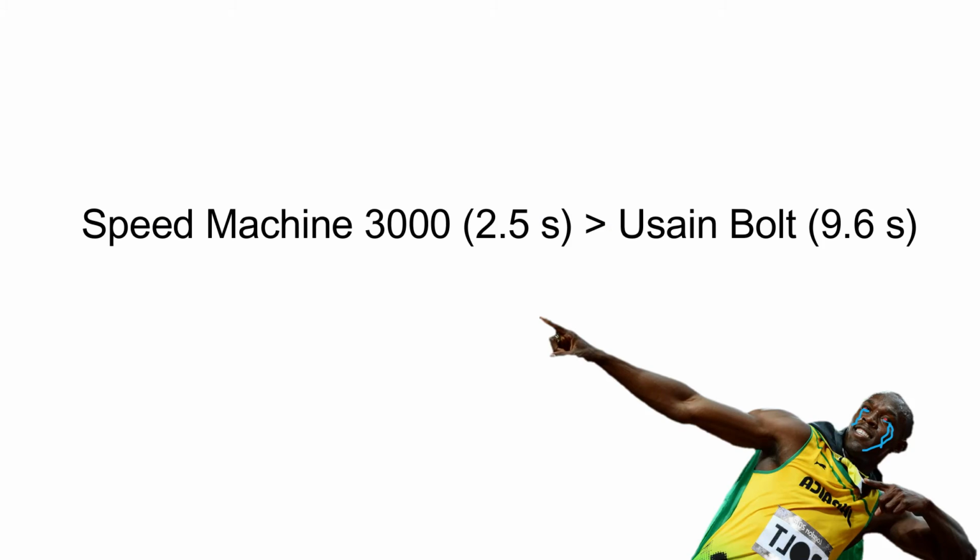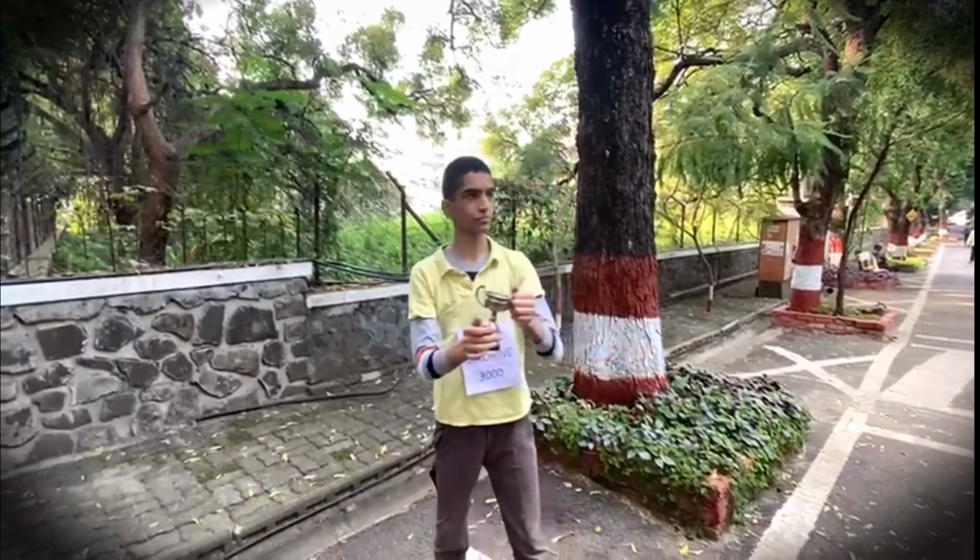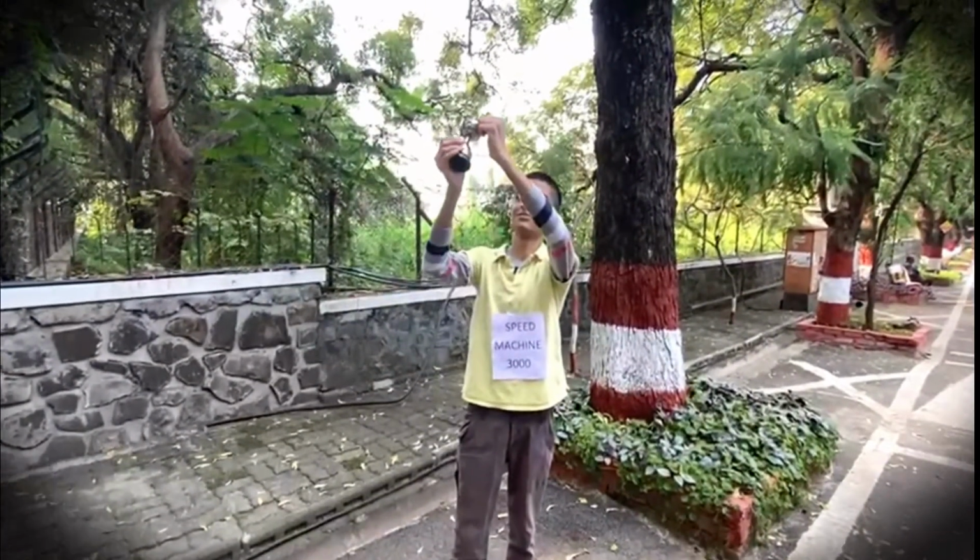Fastest man in the world, Usain Bolt, took 9.6 seconds to cover 100 meters. Yeah, you call yourself Bolt? You're a sloth. I think it's time for the trophy ceremony. Thank you. Thank you. Thank you.